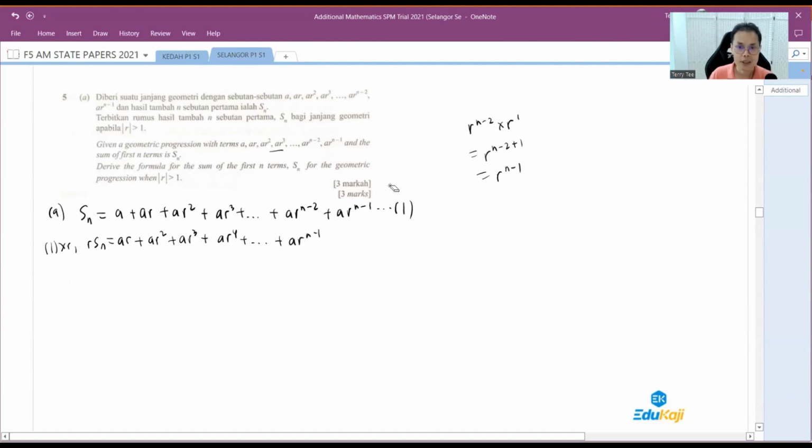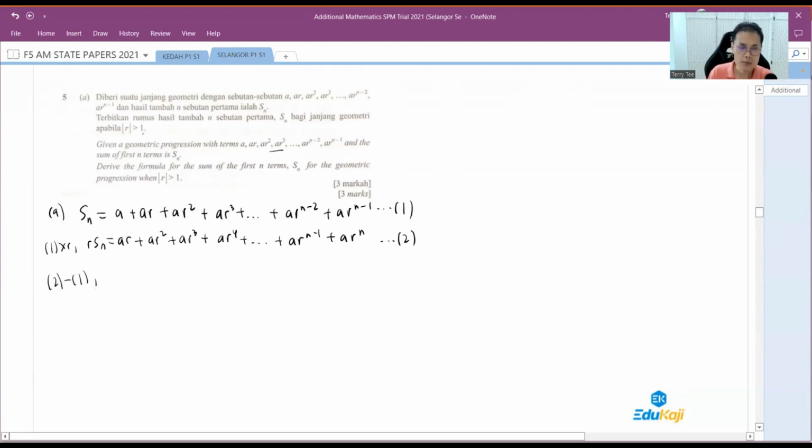Okay, how about ar^(n-1)? When you multiply by r, you get ar^n, equation number 2. Let me say this again. ar^(n-1), you multiply by r, r means r power 1, you get r power n, no more minus 1. So once you got this, the next thing is I want to get rid of all the terms in between. So we'll take equation 2 minus equation 1.